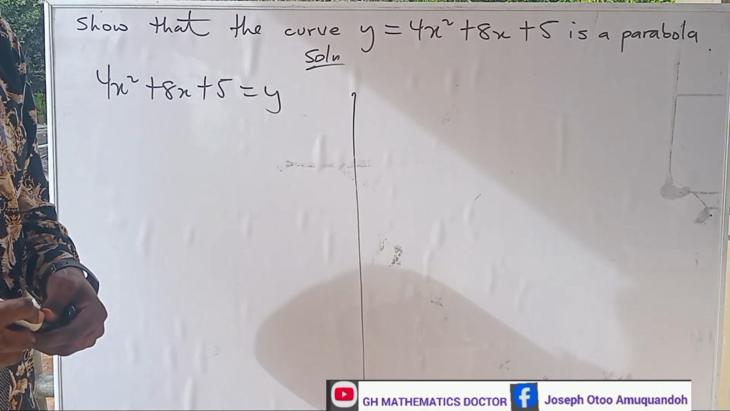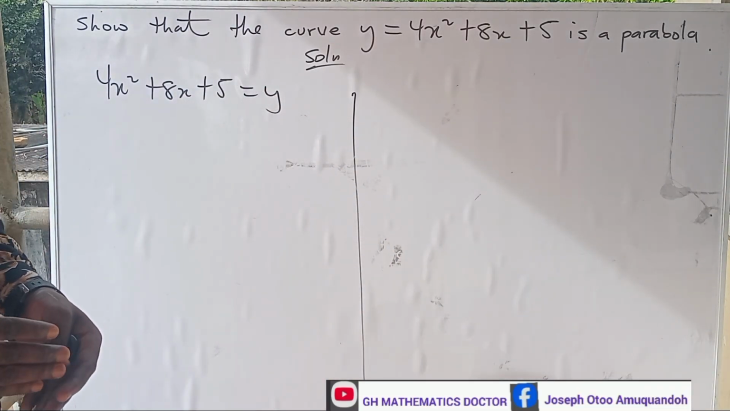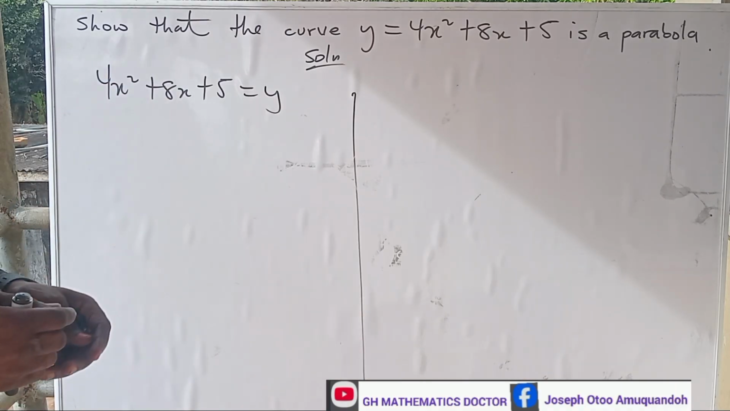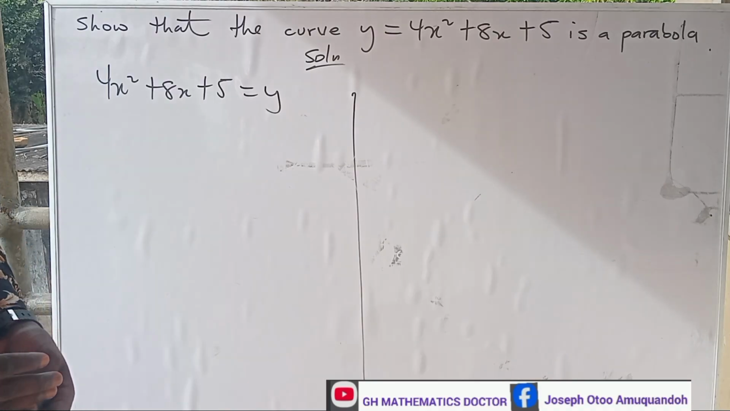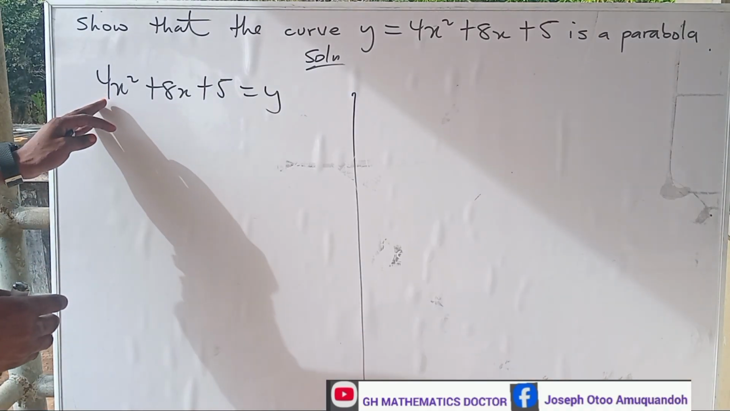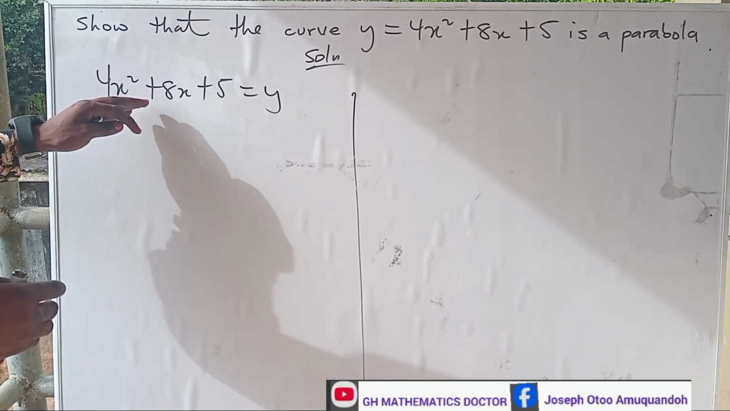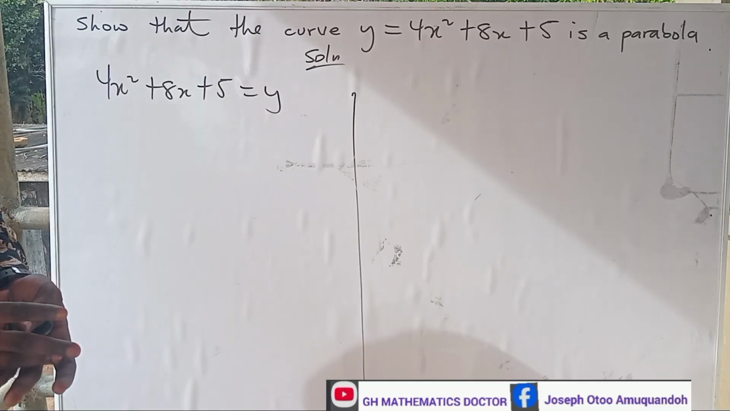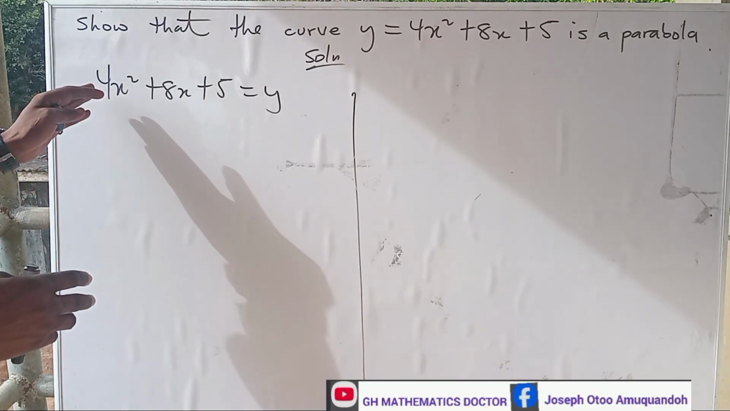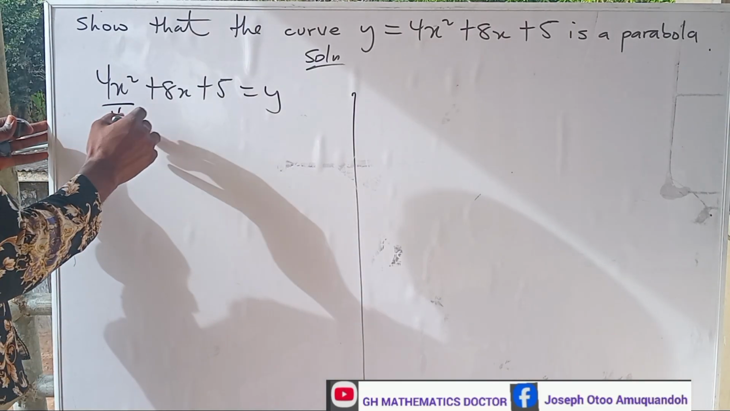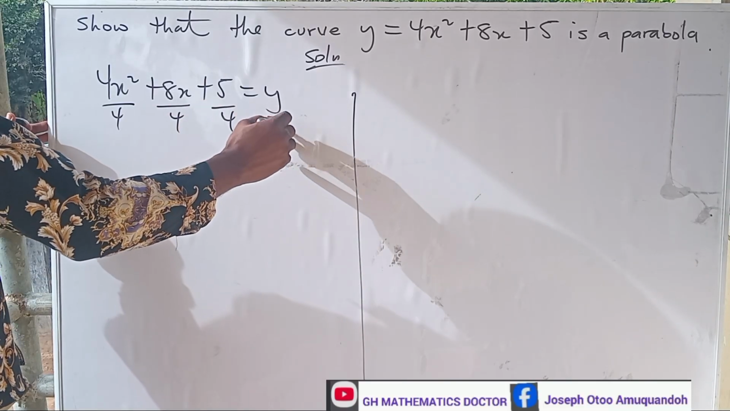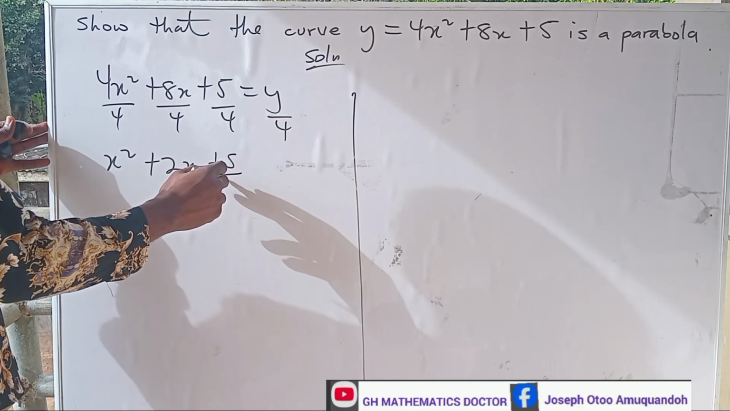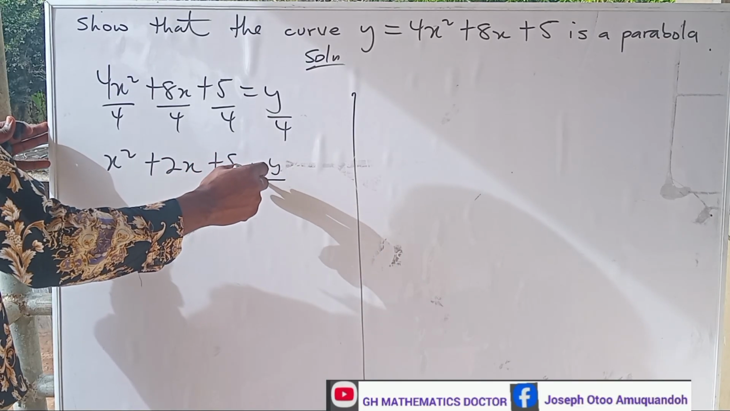Whenever you are completing a square, you need to make sure that the highest power of x, which is the x squared, has the coefficient 1. In this case, the coefficient is 4. So you need to divide through all the terms by the coefficient of the highest power, so that the coefficient of the highest power becomes 1. When you simplify, you get x squared plus 2x plus 5 over 4 equal to y over 4.